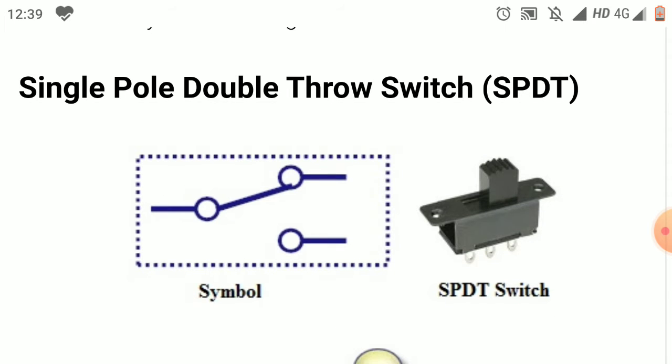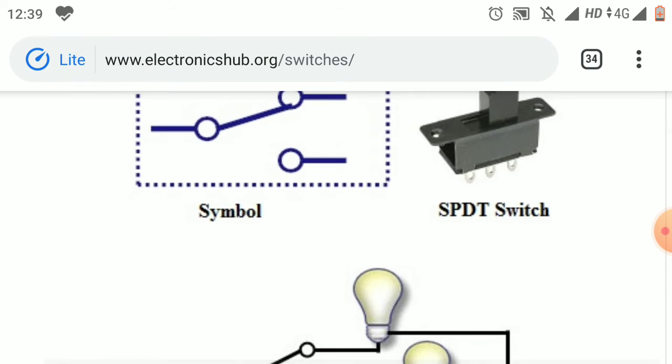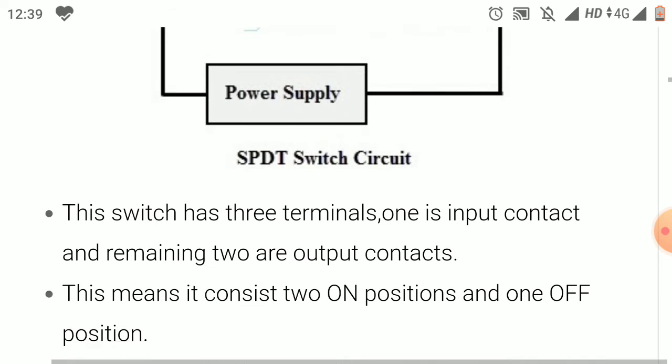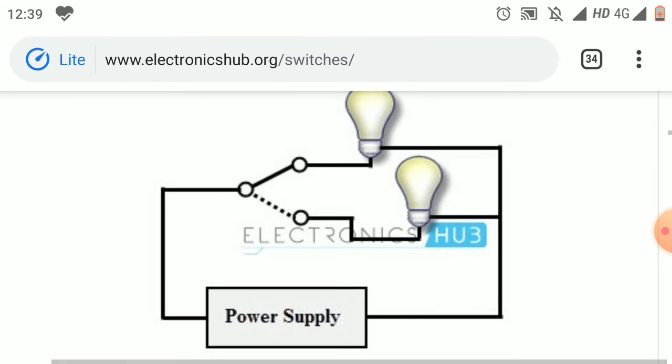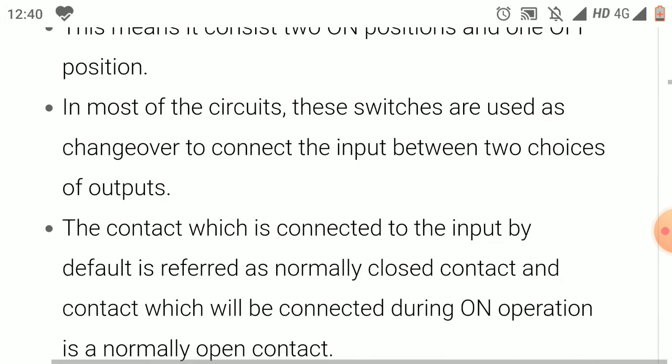Next is the single pole and double throw switch. Here it has one common input terminal and two output terminals. It represents two on positions and one off position. These are used as changeover switches. Whenever two choices are there, at that time these are used as changeover switches.